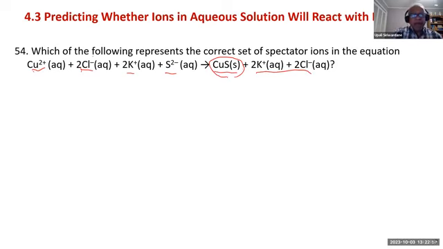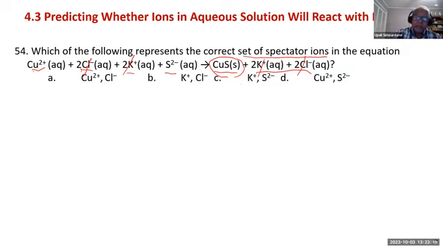If you look at this complete ionic equation, chloride here, potassium here. Nothing happened to potassium and chloride ion. Therefore, they are the spectator ions. So the question is, what is the correct set of spectator ions? It should be that one. Therefore, the answer should be B. Now you should be able to look at a complete ionic equation and figure out what the spectator ions are. The answer is B.